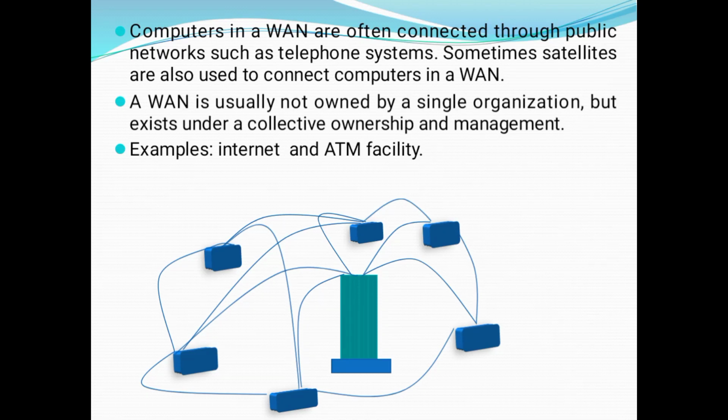Computers in a WAN are often connected to public networks such as the telephone system. Sometimes satellites are also used to connect computers in a WAN. A WAN is usually not owned by a single organization but exists under a collective ownership and management. Examples: Internet and ATM facility.